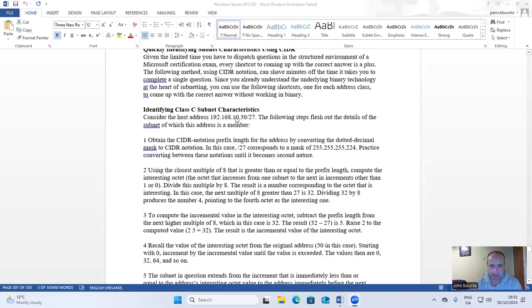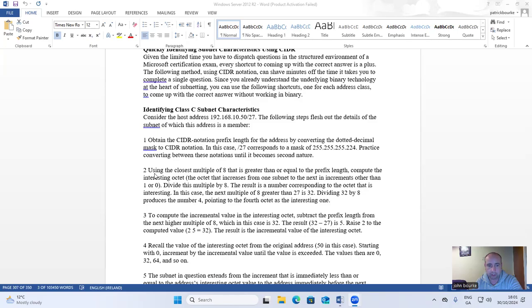Identifying class C subnet characteristics. Consider the host address 192.168.10.50/27. The following steps flesh out the details of the subnet of which this address is a member. 1. Obtain the CIDR notation prefix length for the address by converting the dotted decimal mask to CIDR notation. In this case, /27 corresponds to a mask of 255.255.255.224. Practice converting between these notations until it becomes second nature.